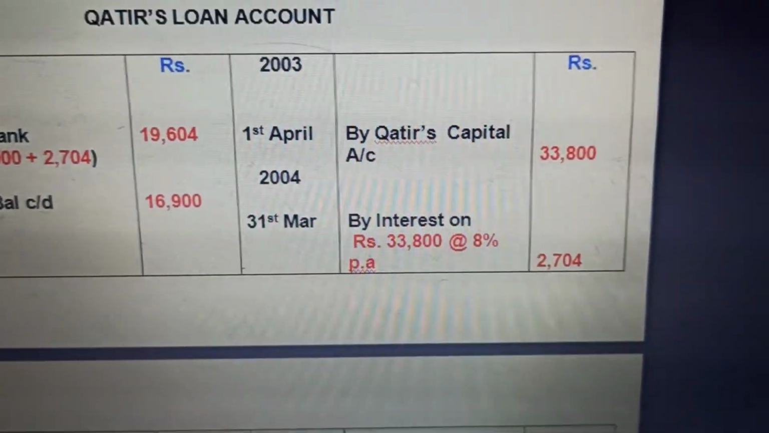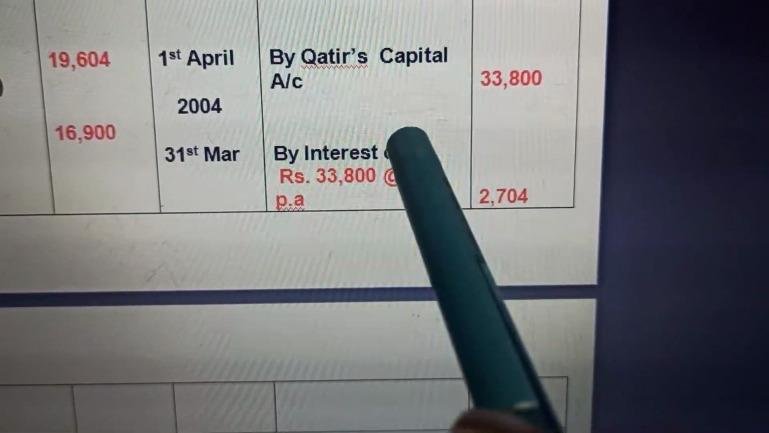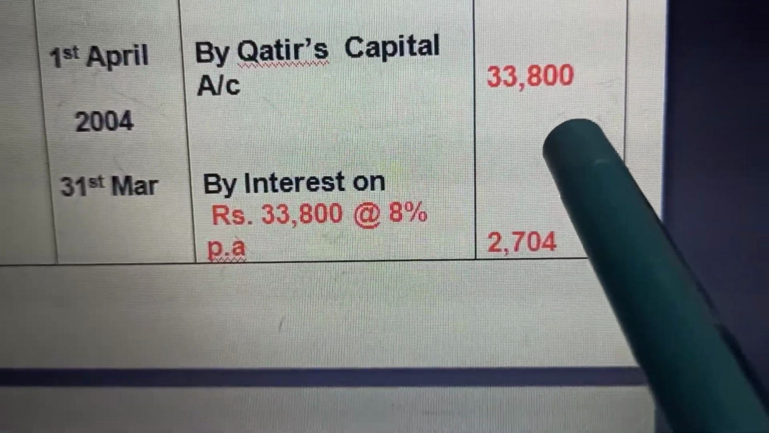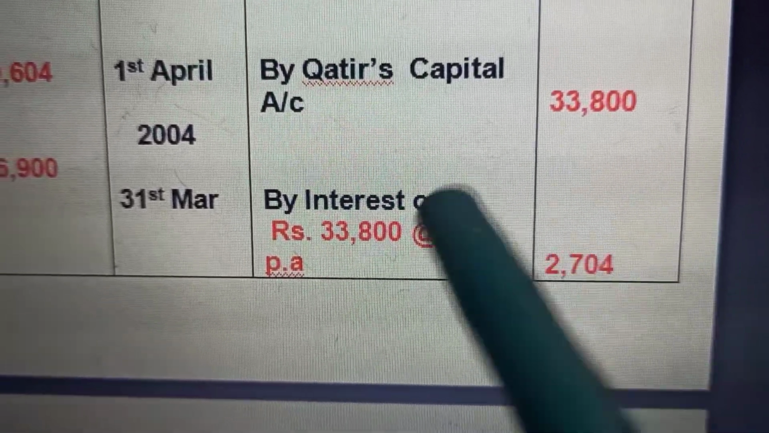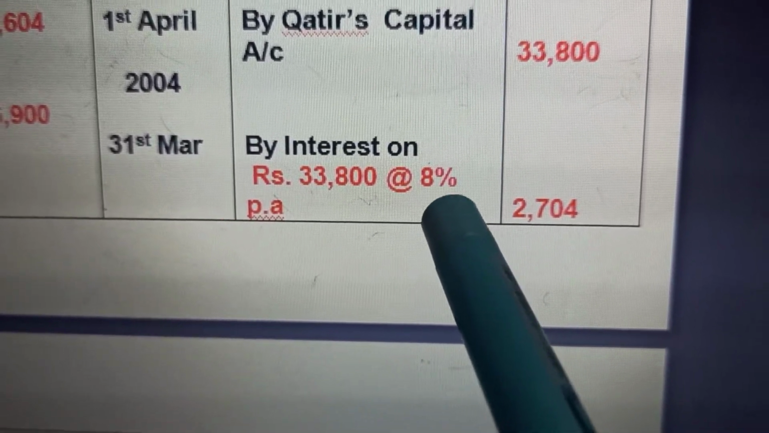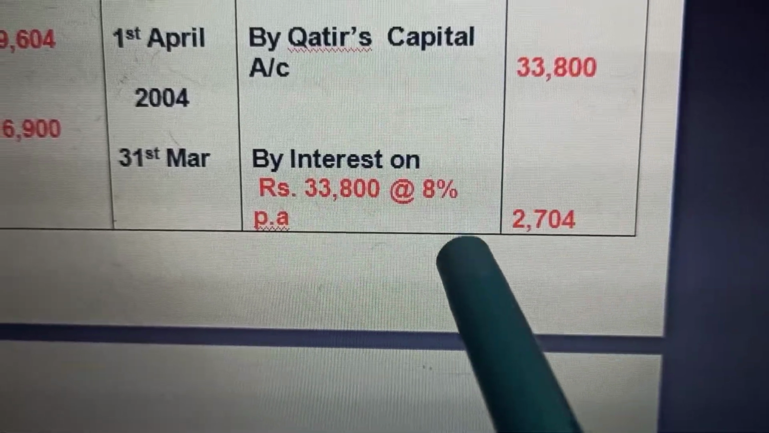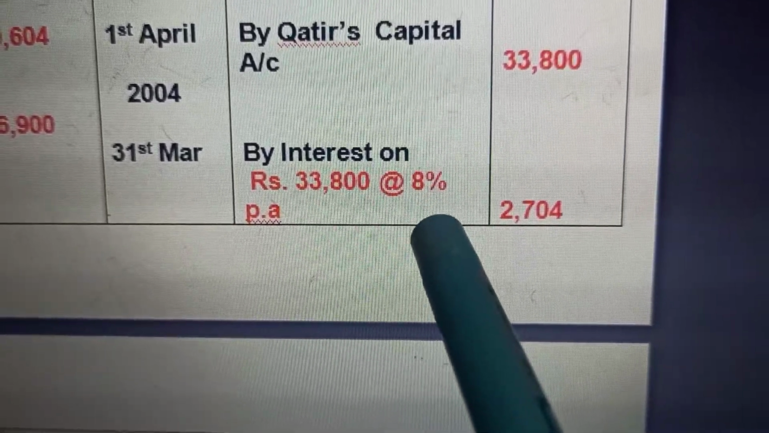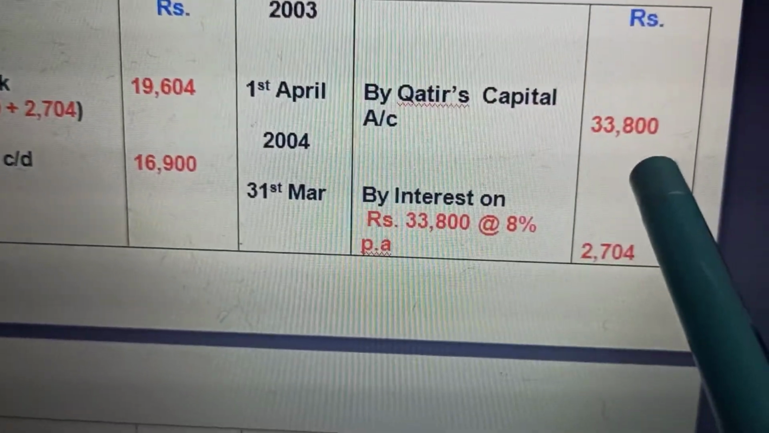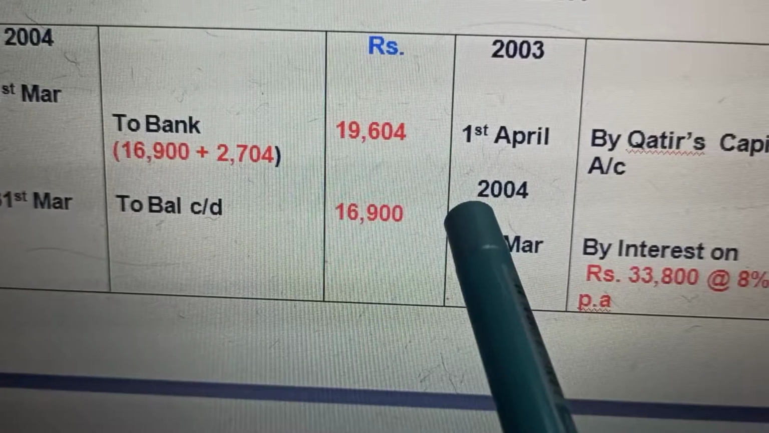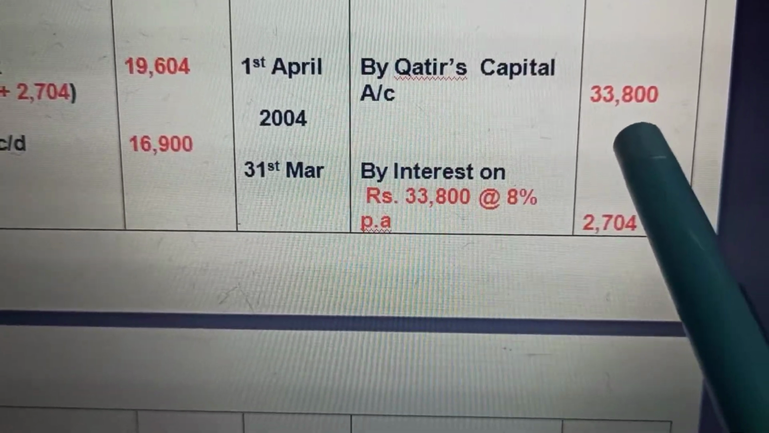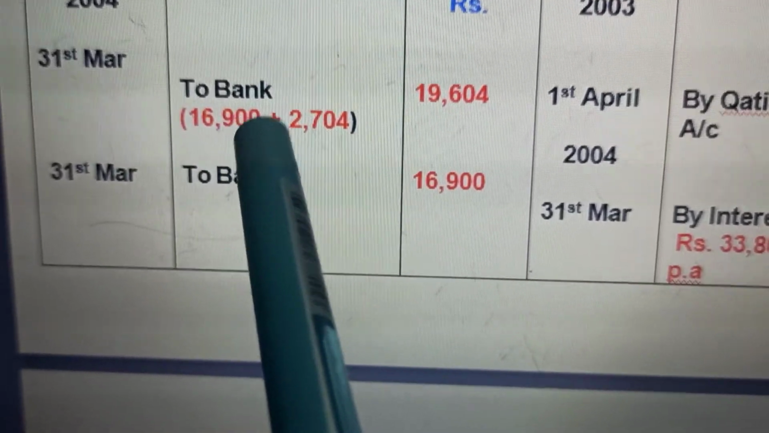This is the retiring partner's loan account. By Katir's capital account, 33,800, that is in his capital account. That is to be given. Now, interest is payable at the rate of 8% on the unpaid amount. For the first installment, the total amount is unpaid, so 8% on this total amount is 2,704. First divide this 33,800 into 2 installments, as given in the question. 33,800 divided by 2 is 16,900 each installment.